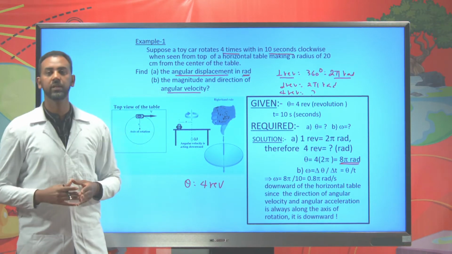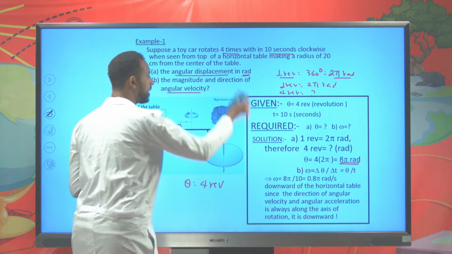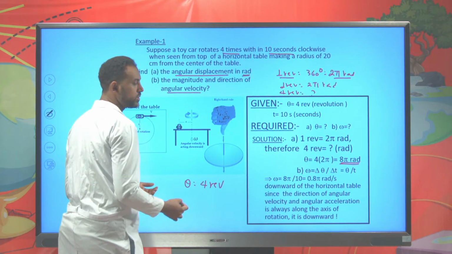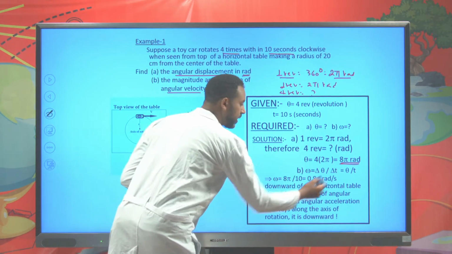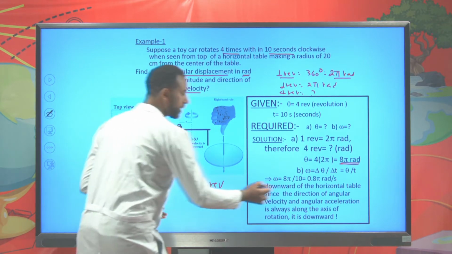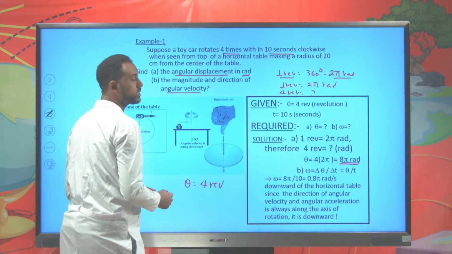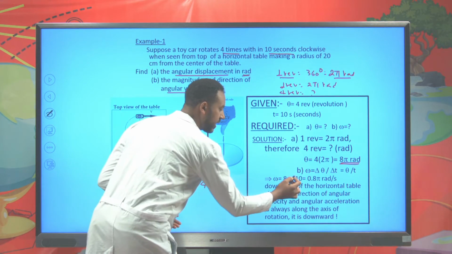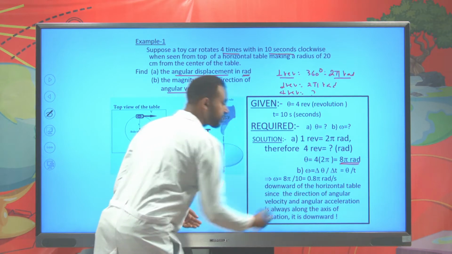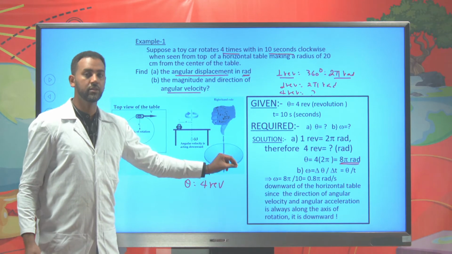Now let's try to determine the angular velocity. Find the magnitude and the direction of the angular velocity, it says. The angular velocity is defined as the rate of change of angular displacement. So here we have found that the displacement is 8 pi rad within 10 seconds. Therefore, 8 pi rad divided by 10 seconds gives us 0.8 pi rad per second. So this is the angular velocity, the magnitude of the angular velocity.